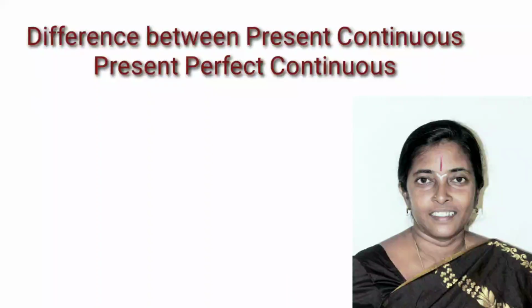We discussed earlier, when the action is going on at the present moment, we use present continuous tense. But in present perfect continuous tense, the action started in the past and is continuing at the present moment. Then we use present perfect continuous tense.